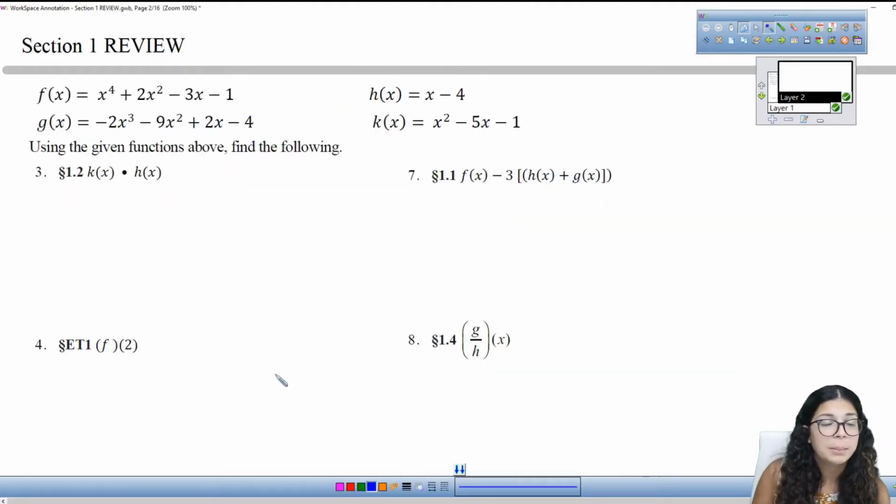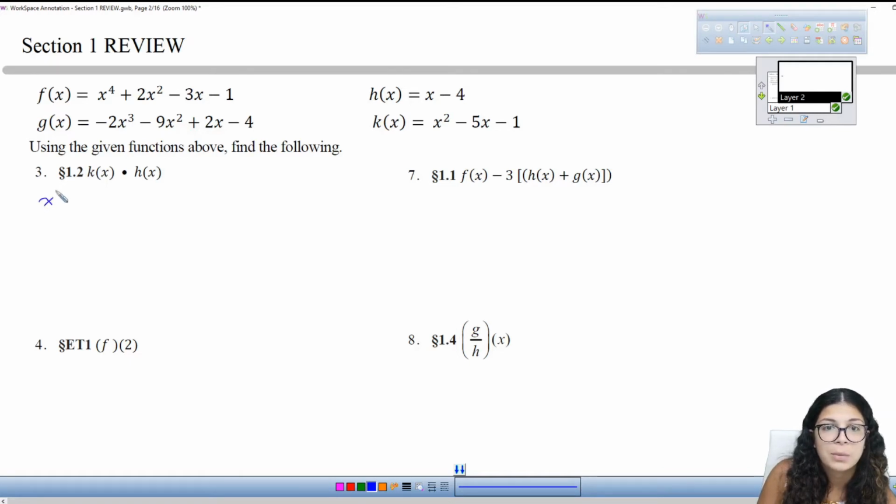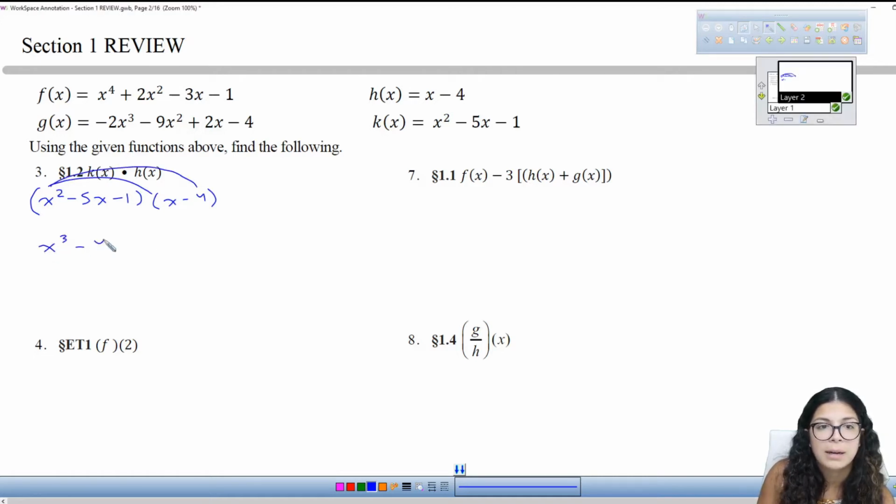Moving right along, let's take a look at number 3. Okay, so k of x times h of x. So I'm multiplying k and h. So k is x squared minus 5x minus 1. H is x minus 4. Let's go ahead and distribute. X squared times x is x cubed. X squared times negative 4 is negative 4x squared. Negative 5x times x is negative 5x squared. Negative 5x times negative 4 is positive 20x. Negative 1 times x is negative 1x. And negative 1 times negative 4 is positive 4.